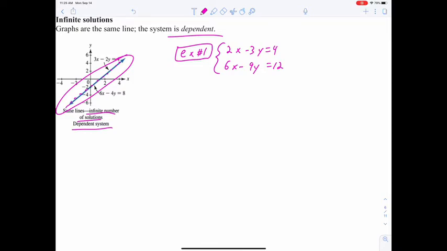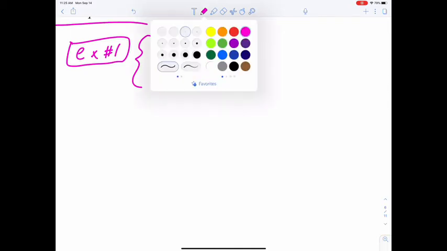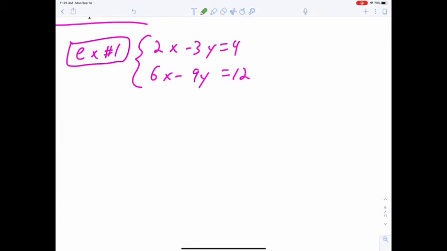Okay? So in a problem like this, it'd be a little bit of a pain to do substitution because we would have to get one of those variables by itself. It'd be a little bit of work. So let's use elimination on this one. So again, let's look at which variable we want to eliminate. Actually, either one is kind of easy to eliminate. If we multiply this whole equation, every single thing, by a negative 3, let's see what happens.